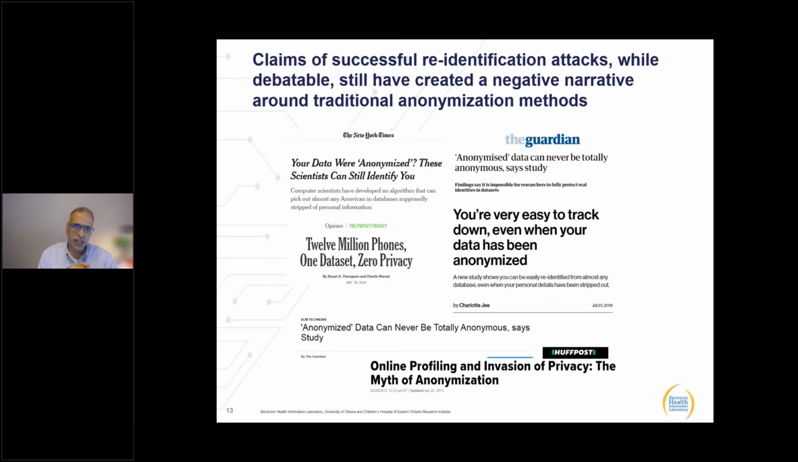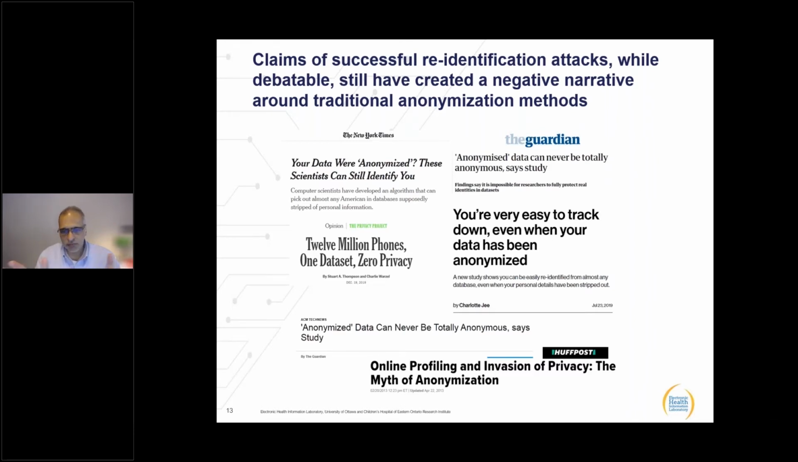And then the other challenge, of course, was that there were more and more examples of re-identification attacks. We've criticized those re-identification attacks. I think that many of them overstate what has been achieved. But I think at this point that doesn't matter anymore. The narrative around re-identification attacks has been established, and it's negative in the sense that it's possible to re-identify data sets, and therefore the confidence in existing techniques has been waning over the last few years. And here are some examples of headlines that we have seen in the media around this.